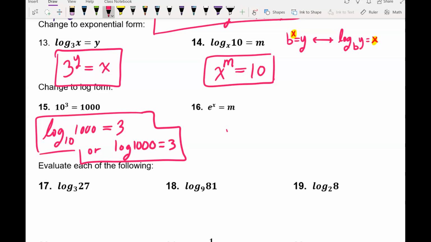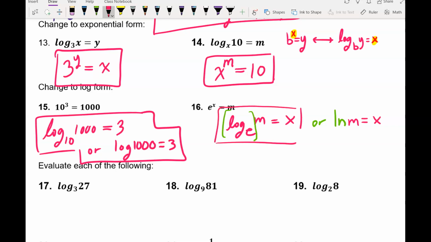Number 16, this would be log base e of m is equal to x. Log base e is actually equivalent to something else on your calculator. That's equivalent to an ln. So you actually could have had ln of m is equal to x. But I don't think we've learned that yet in Algebra 2, so I'd probably just be looking for this answer.